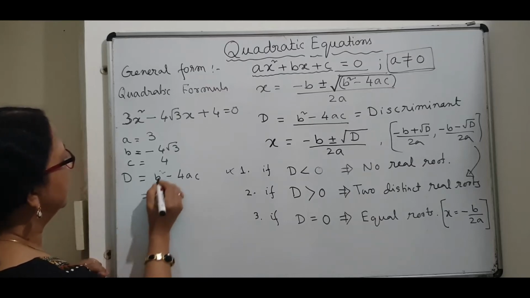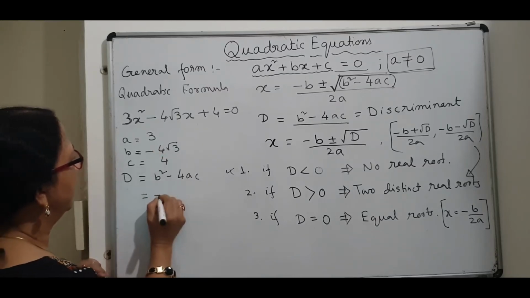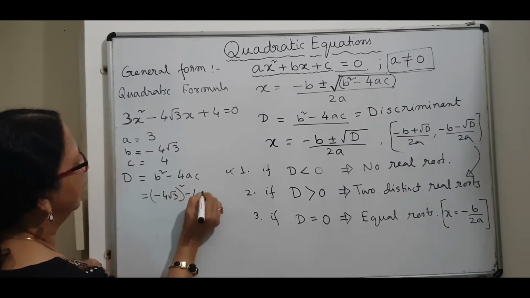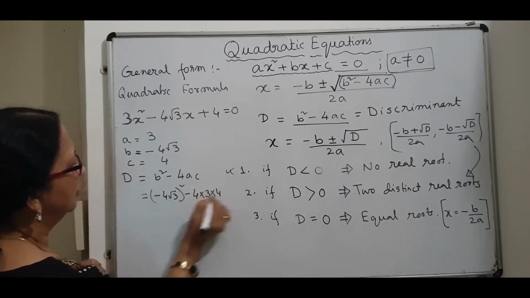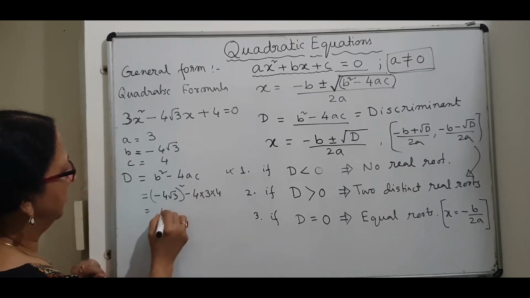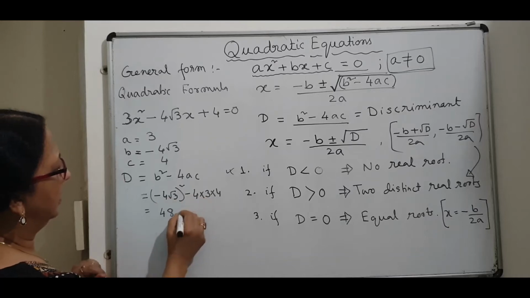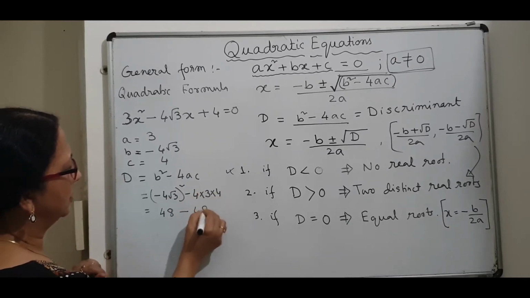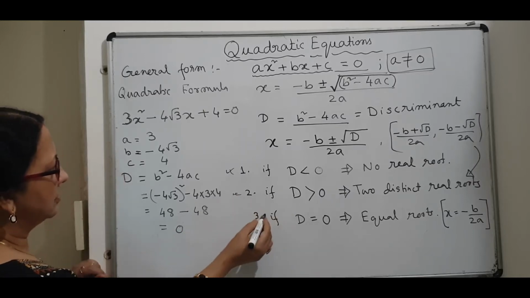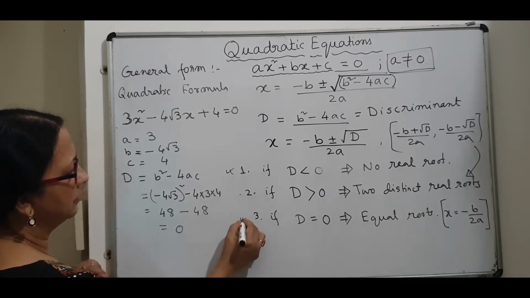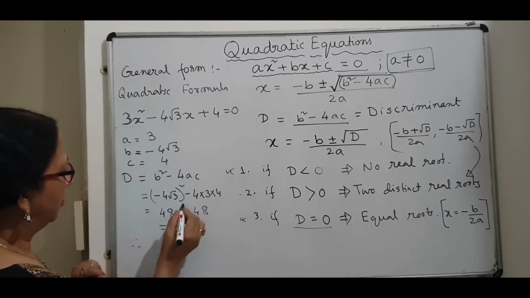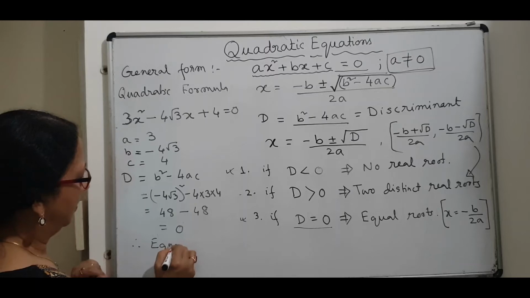So the value of the discriminant: b² is (−4√3)² minus 4 times a, which is 3, and c is 4. So 4 sixteens, 3 are 48, minus again 16 times 3, which is 48. So it is coming out to be 0. This is the third condition. D is 0, so the equation will have equal roots.